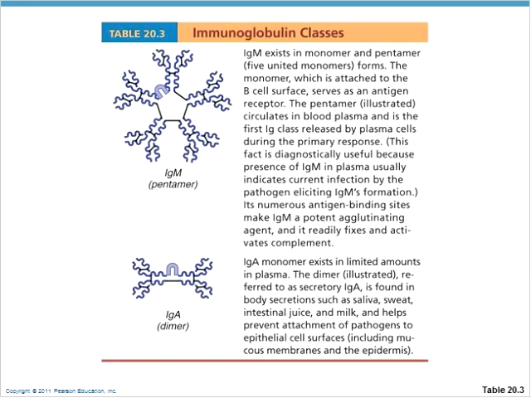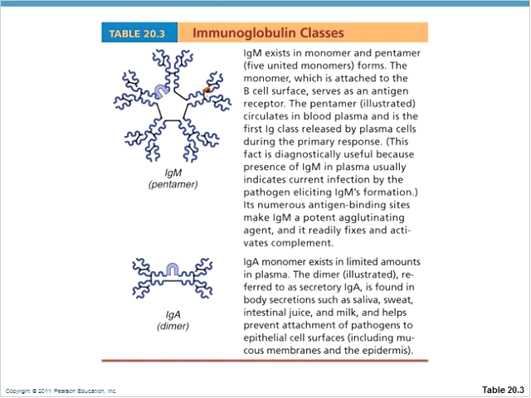This looks at that. This is the pentamer. It has 5 parts, penta, which are attached in this big long snowflake affair. And you get an idea because IgM exists in a monomer and pentamer form, and there's the stem of each one. The monomer, which is attached to the B cell surface, serves as an antigen receptor. The pentamer, illustrated, circulates in the blood plasma and is the first Ig class released by the plasma cells during the primary response.